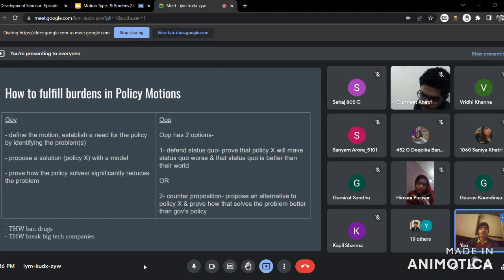Do you ban the purchase of drugs? Do you ban the sale of drugs or the production of drugs or consumption? What all you do? So just a small level of detail as to how this policy is going to be implemented, so that people know what exactly is happening in Gov's world. That is what you mean by a model.